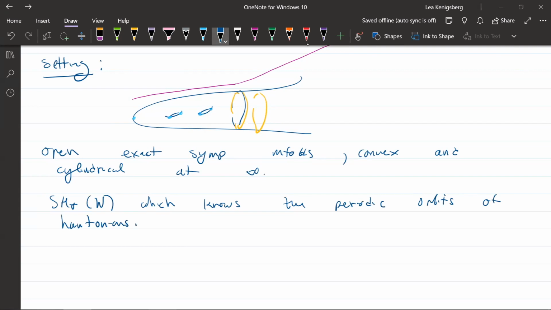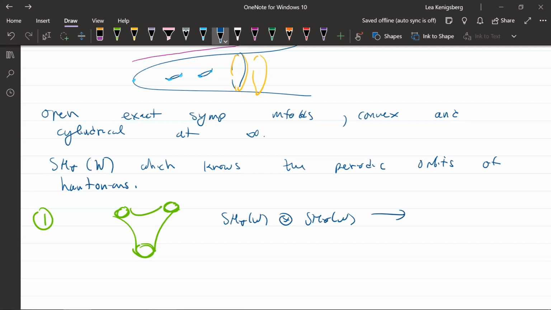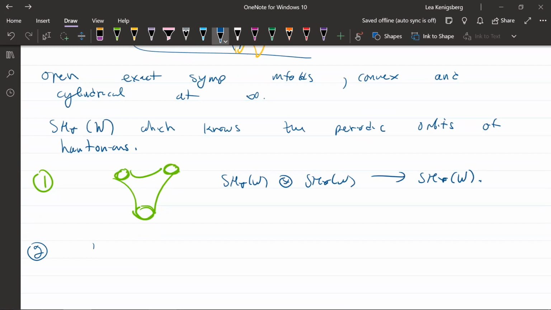Okay, so symplectic homology admits a very rich structure. The first thing is you have a product structure, which you think about as taking two orbits and multiplying them to get a third orbit, and this goes from SH(W) tensor SH(W) to SH(W). And then there's also a BV operation, which morally speaking rotates the orbits.